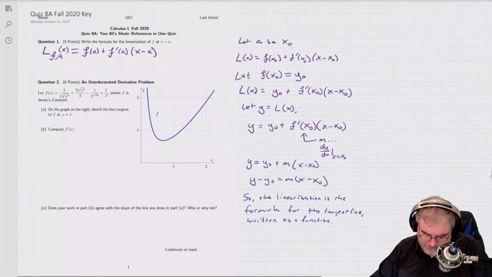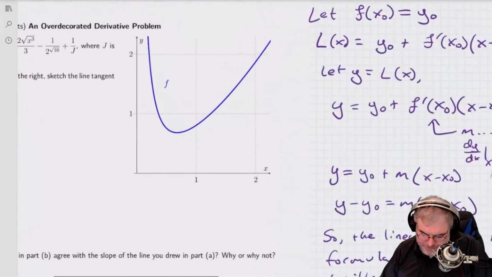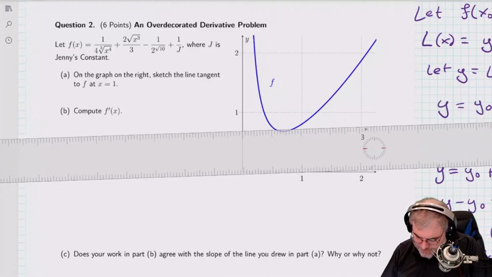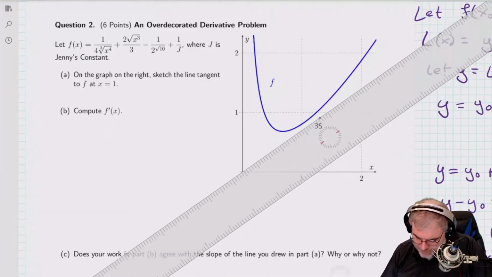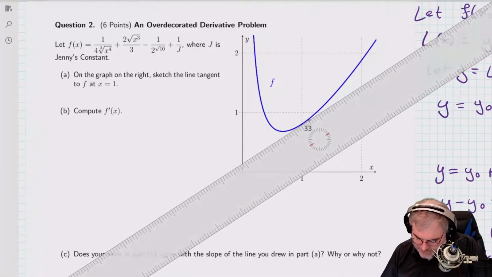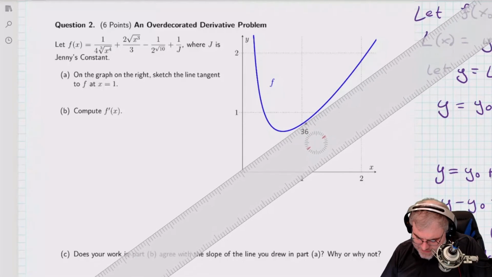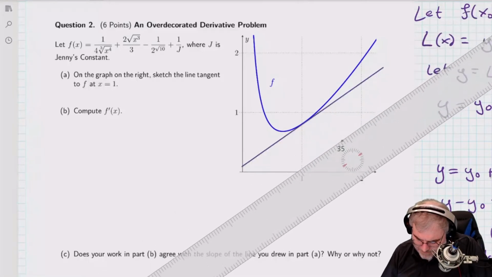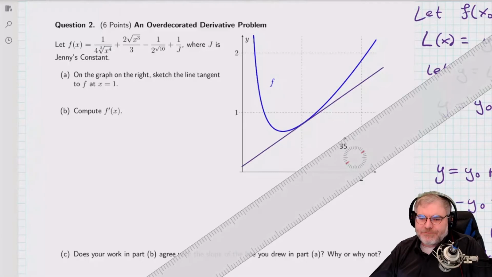Okay. Well, let's look at number 2 here. Our over-decorated derivative problem. Let's sketch a tangent line first. So I want the line tangent to the graph at x equals 1. So that's about there. All right.